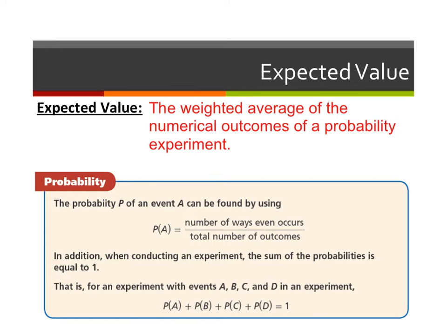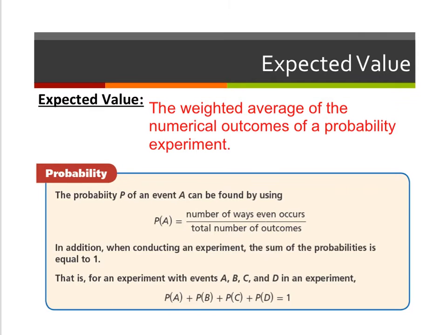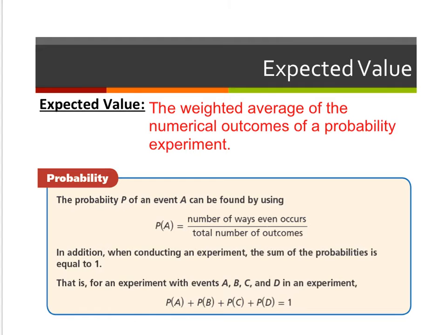So remember, we always calculate probability by doing the number of ways the event occurs divided by the total outcomes. So kind of thinking about when we're conducting an experiment, the sum of all the probabilities and all their outcomes will always be equal to 1. Whenever you add all your probabilities together, you should always get 1, because there's a 100% chance that something will happen.